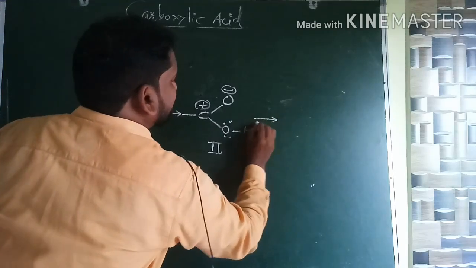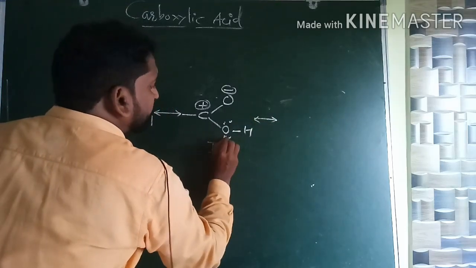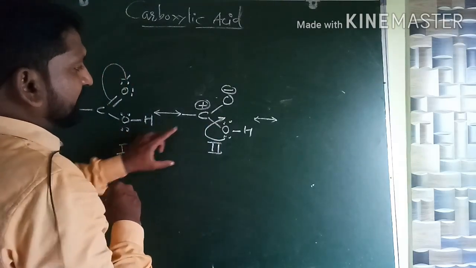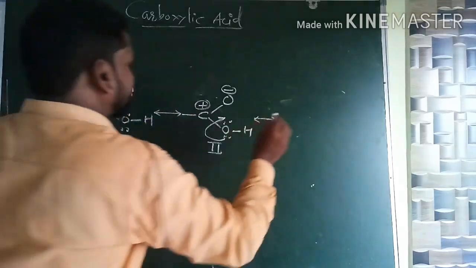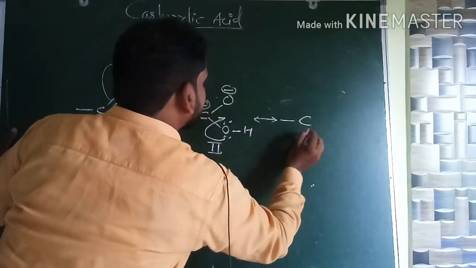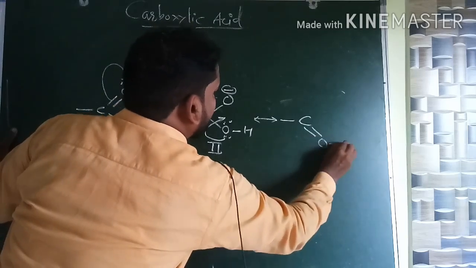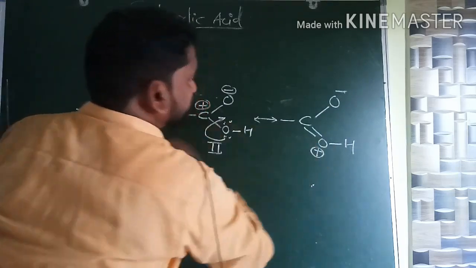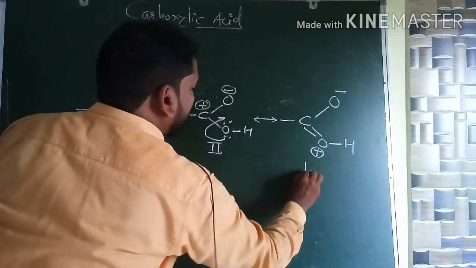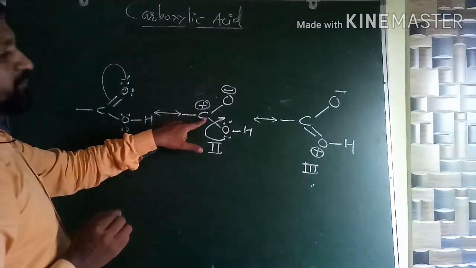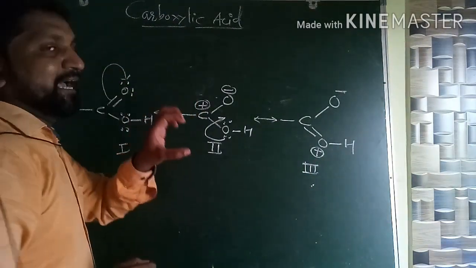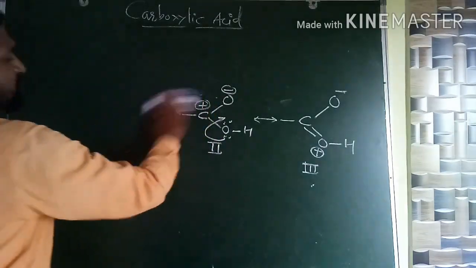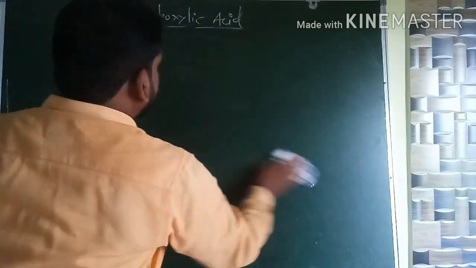After that, the next possible case: now this lone pair will be shifted here in the form of a double bond, and this positive charge will be neutralized. We will get C double bond O-H, O negative, and this is positive. Therefore, the carboxylic carbon atom is less electrophilic than the carbonyl carbon atom. So this is about the structure of the carboxylic group.